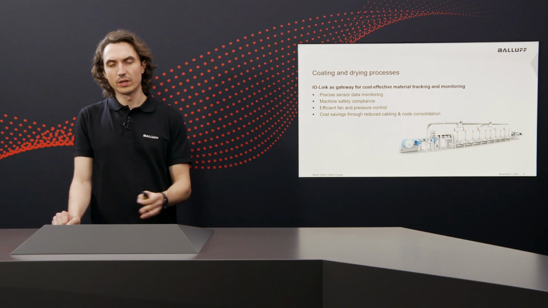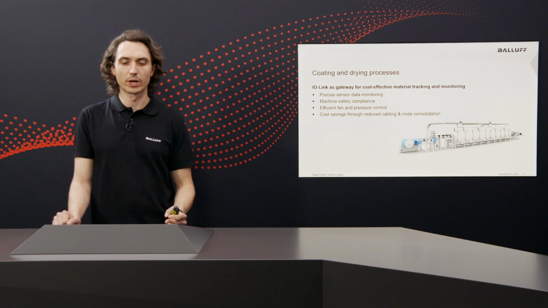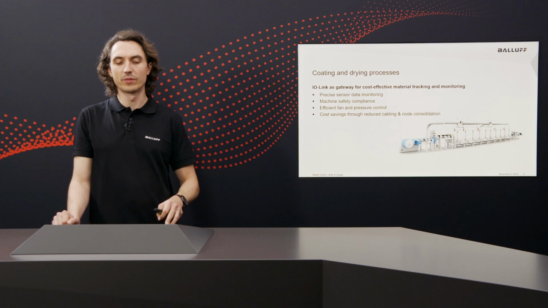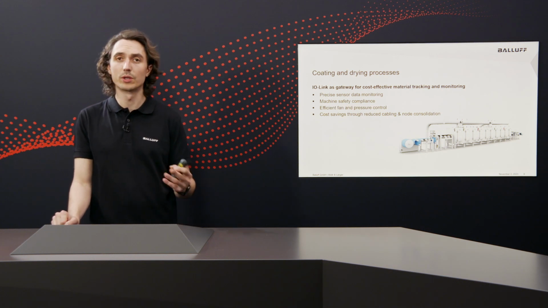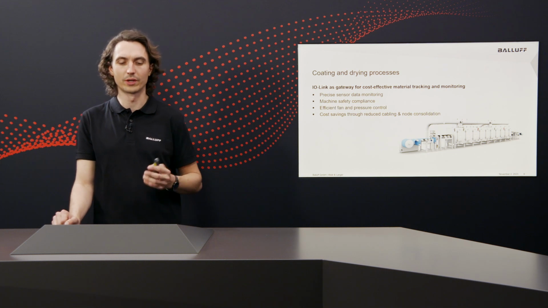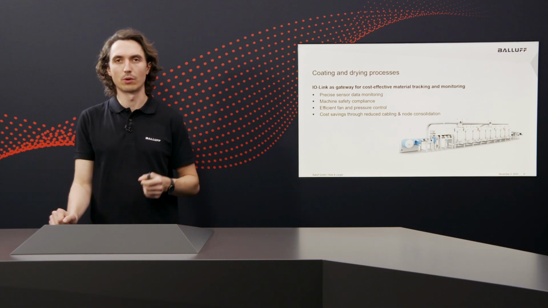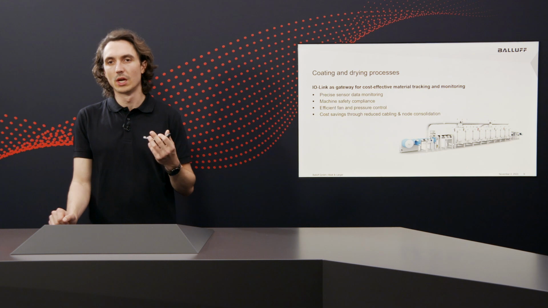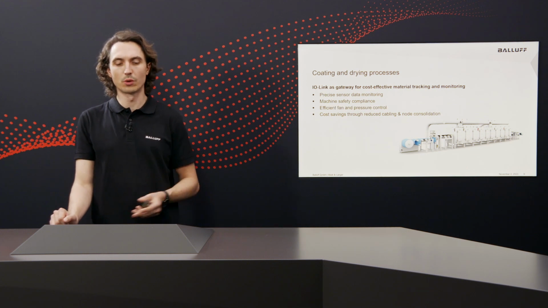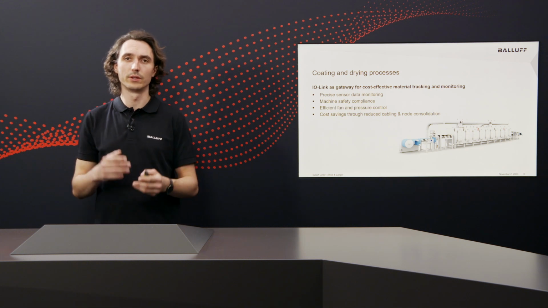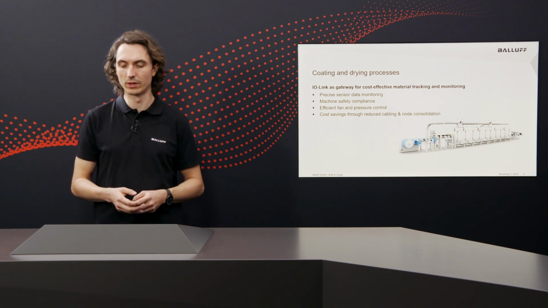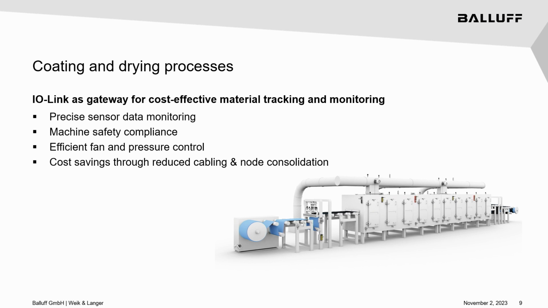And then already going over to coding and drying process. So another field where obviously a lot of different sensors are being applied, and where also IO-Link, how we call it, acts as a gateway for cost-effective monitoring of the machinery, for cost-effective material tracking and monitoring, for instance, combined with industrial RFID here. And as of course also safety always comes first.